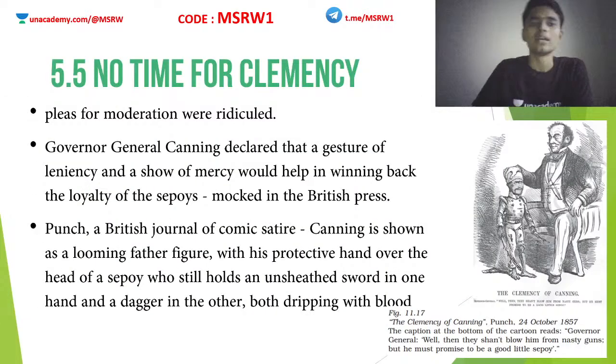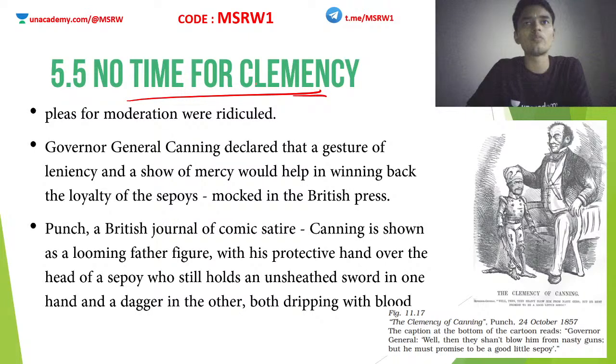Okay, no time for clemency. Those British people who propagated some kind of peace or who tried to avoid worsening of the situation were actually mocked.